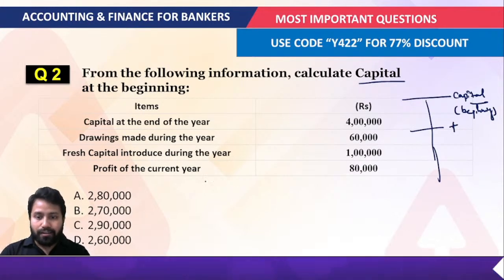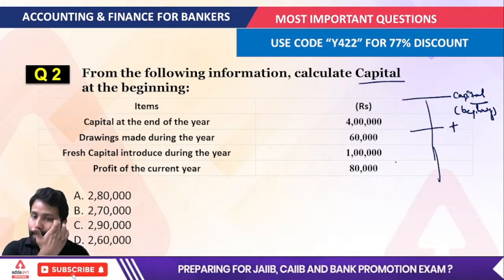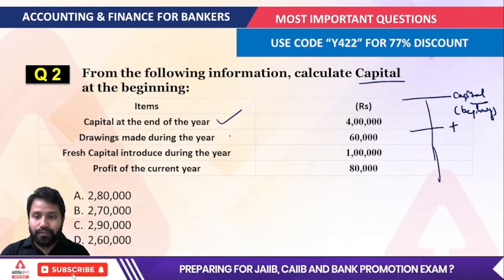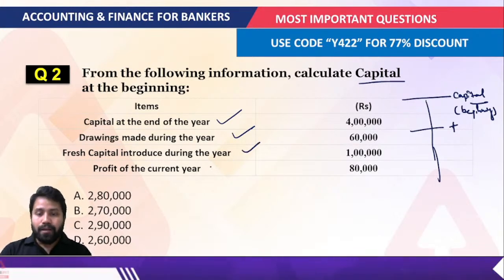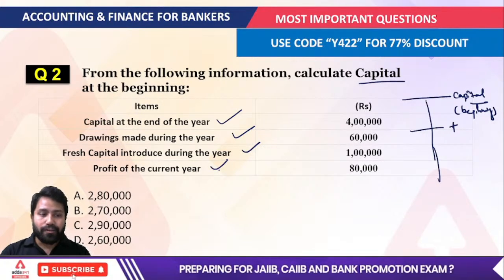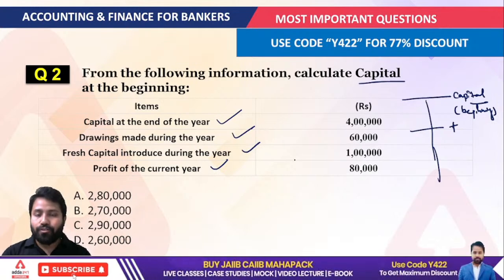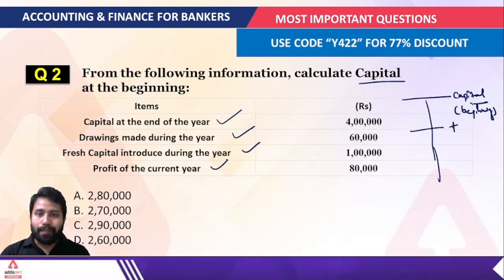Okay, and here it is given the capital at the end of the year, the drawings made during the year, the fresh capital introduced during the year, and the profit of the current year. So you have to finally calculate the capital in the beginning. How can you find that out? Just understand.